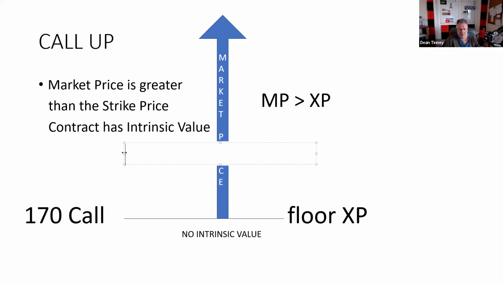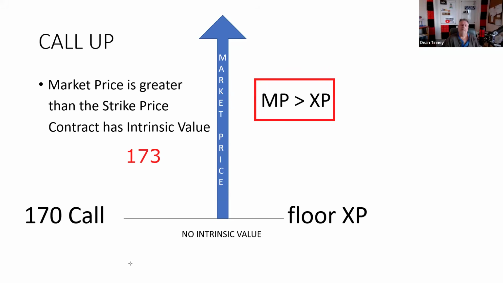Let's say Apple's at 173. Does that contract have intrinsic value? It certainly does, right? Again, we said there are a couple of ways to proceed. We could use call up: the market price is up from the strike price. We could use, is the contract likely to be exercised? Is it likely somebody wants to buy Apple at 170? When Apple's at 173, the answer is yes. Anytime we say yes to that, that means the contract has intrinsic value.